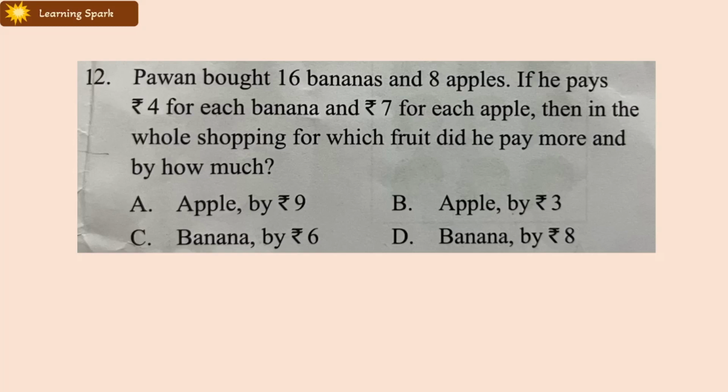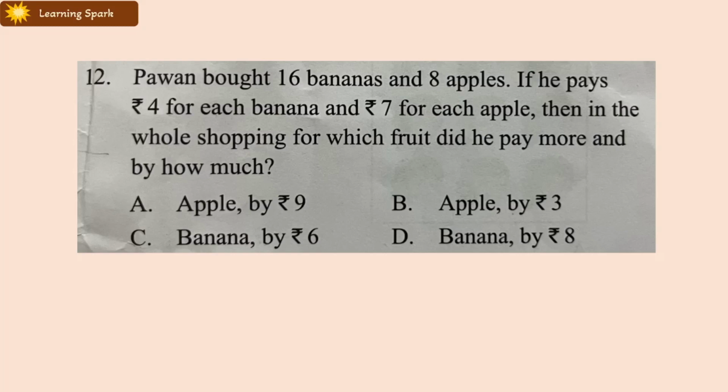Question number 12 is on the screen now. We will go to the answer now. So we see Pawan bought 16 bananas and 8 apples. If he pays 4 for each banana and 7 for each apple, then in the whole shopping, for which fruit has he paid more and by how much?